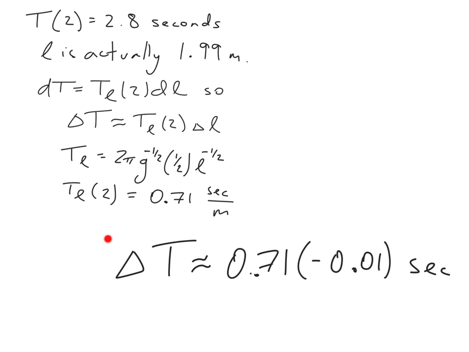That yields a change in the period that's about 0.7 times negative 0.01, where this is the difference between our correct value of 1.99 and the value that we actually used for the calculation of 2. This leads to a pretty small correction, negative 0.007 seconds, so thousandths of a second on each period.